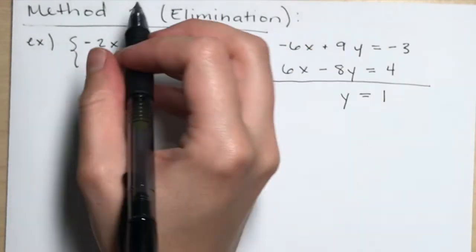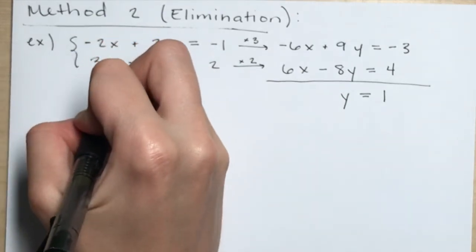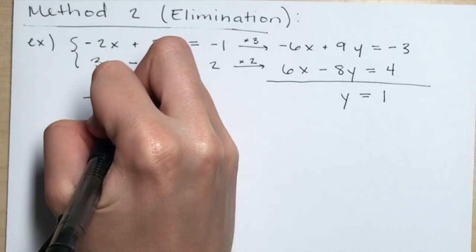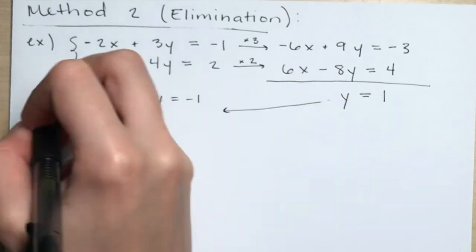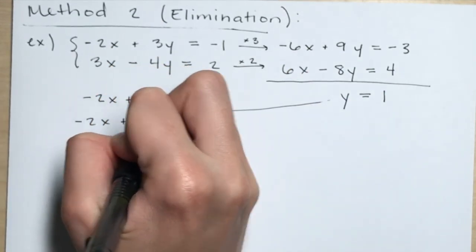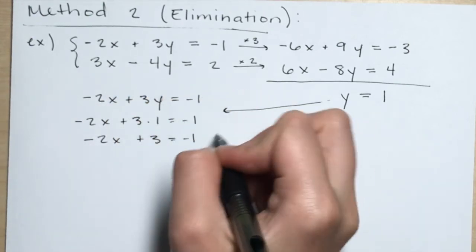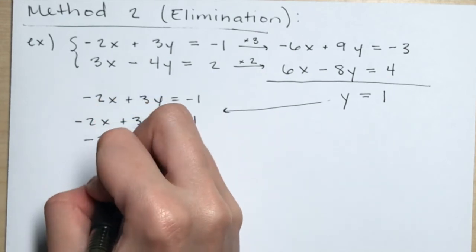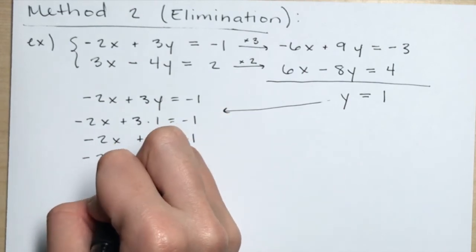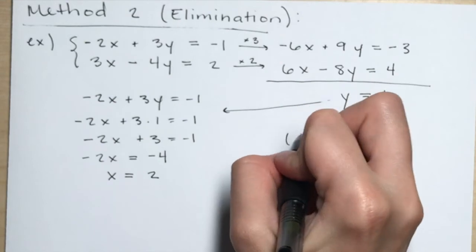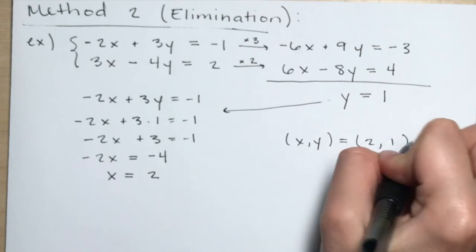Now I take this, I plug it back into one of these equations. I'm going to pick the first one because it's got the smallest numbers. So negative 2x plus 3y equals negative 1. And I plug this guy right in there. I get negative 2x plus 3 equals negative 1. I bring that 3 over. I've got negative 2x equals negative 4. So x equals 2. So my solution here is (x, y) equals (2, 1).